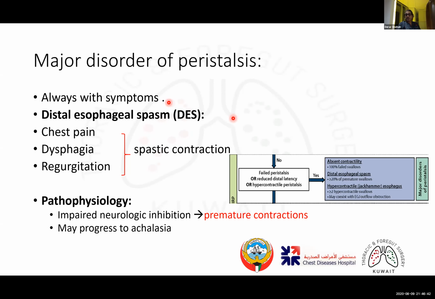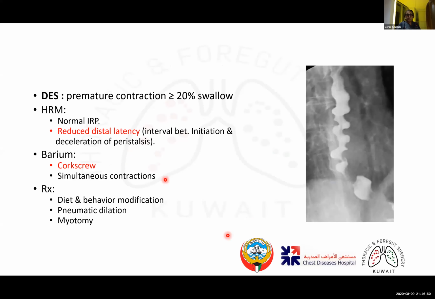This disease is actually due to a lot of premature contractions occurring in the esophagus. Premature contraction is more or less more than 20% of the swallows, and on high resolution manometry reading, usually they have normal LES resting pressure and reduced distal latency. The DL is the interval between initiation of peristalsis at the level of the upper esophageal sphincter until the deceleration of peristalsis.